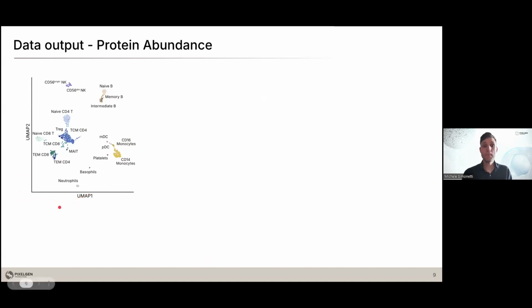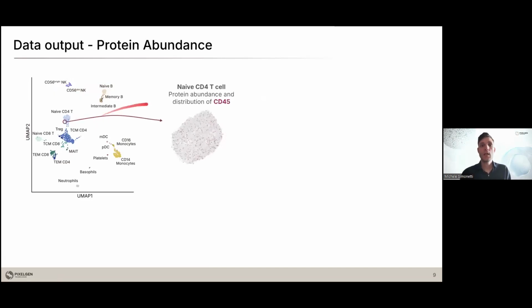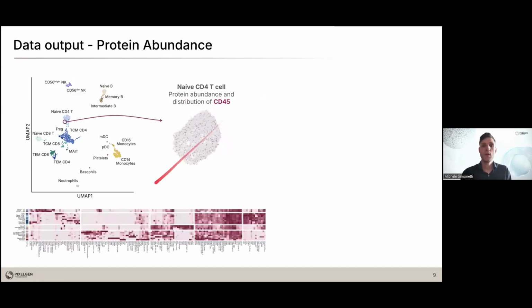Abundance is very straightforward. This is an example of a UMAP, which is generated from a PBMC sample. You see all the different subpopulations here. The beauty of this is that you can go into each of these dots, which are basically the cells, and look at the abundance, but also the distribution of all the 155 markers. This is just an example of CD45 in a naive CD4 T cell. What you see here are the subpopulations. These are all the 155 different markers. And in red, these are the different levels of expression of that marker, so the abundance level.